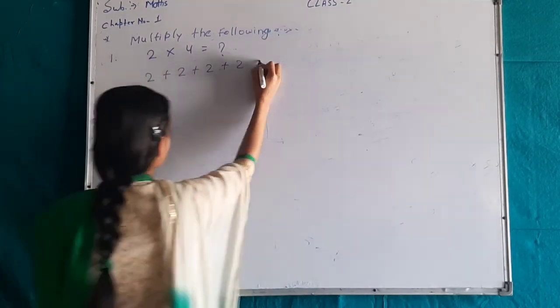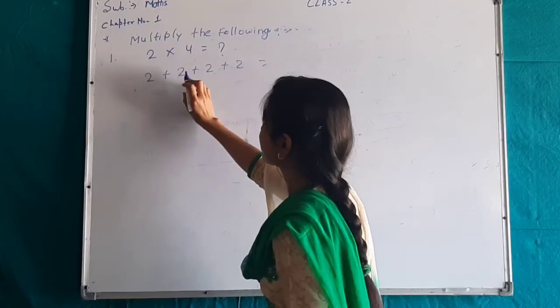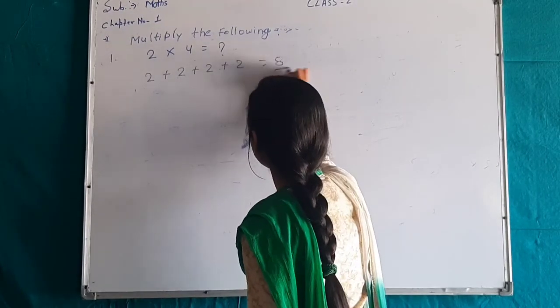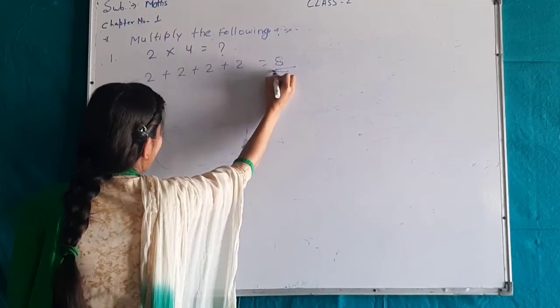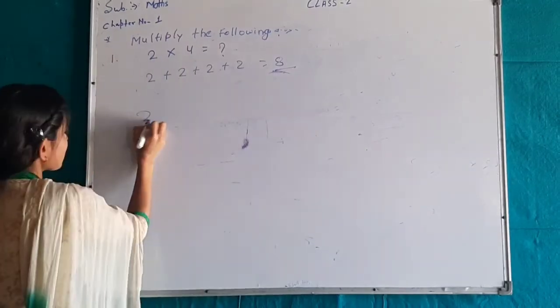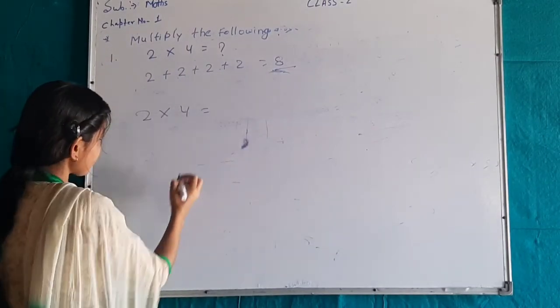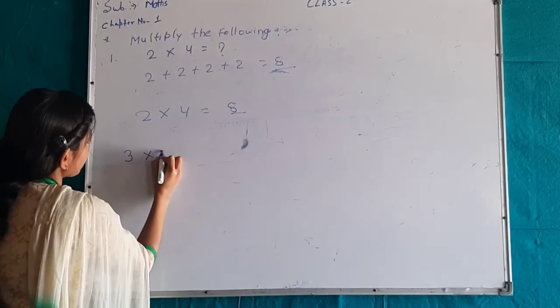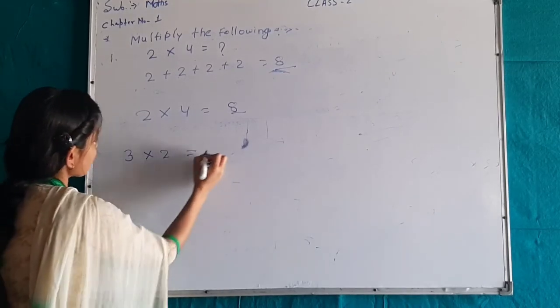2 plus 2 equal to 4. 4 plus 2 equal to 6. 6 plus 2 equal to 8. Here our answer is 8, and in this way 2 into 4 equal to 8. Same question, 3 into 2 equal to what?